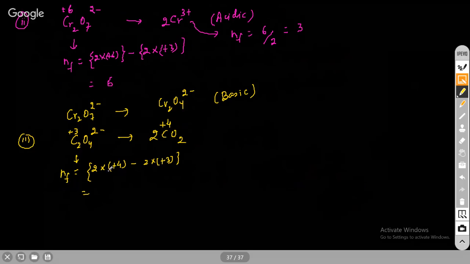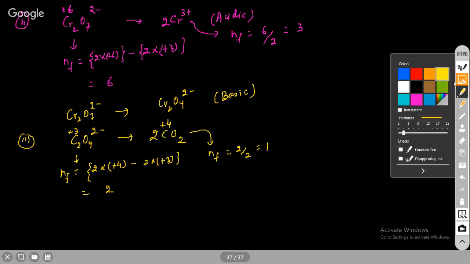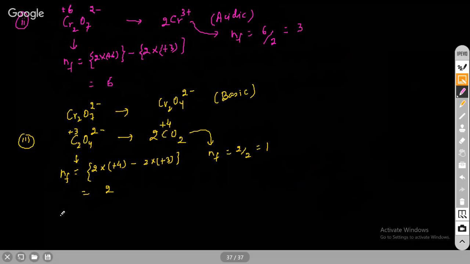So that will be 8 minus 6, 2. N factor is 2 here. Now here you see n factor for CO2 will be what? That is 2 divided by 2, 1. You can also relate here that the number of equivalents of this should be equal to the number of equivalents of CO2. Correct? So number of equivalents of this will be n factor, that is 2, into number of moles 1, that is 2.